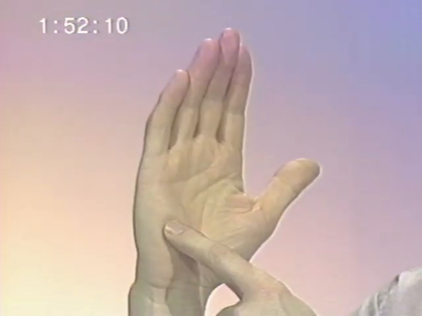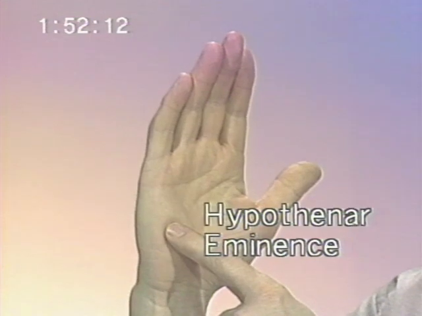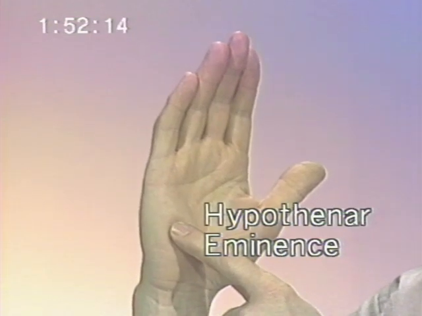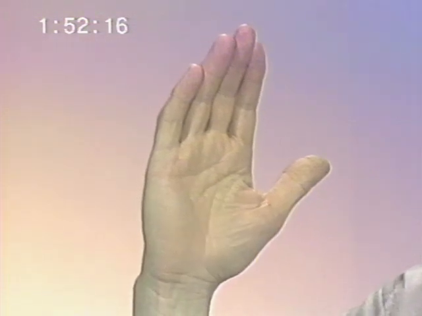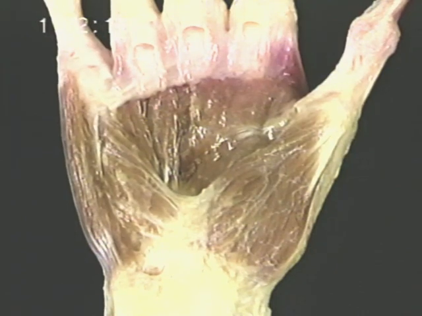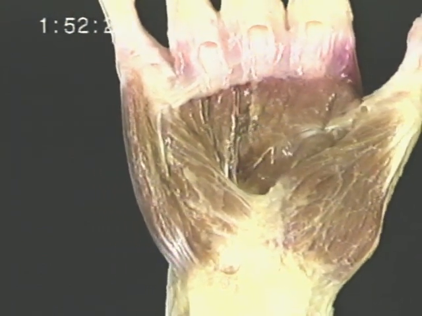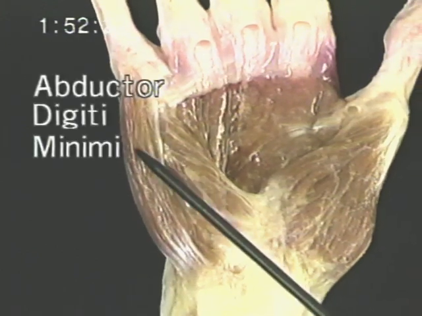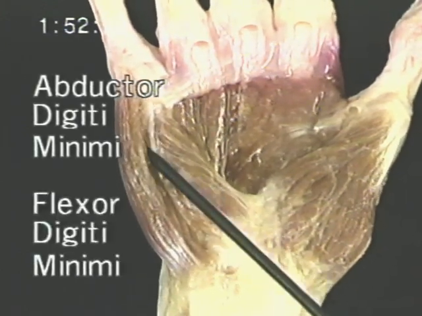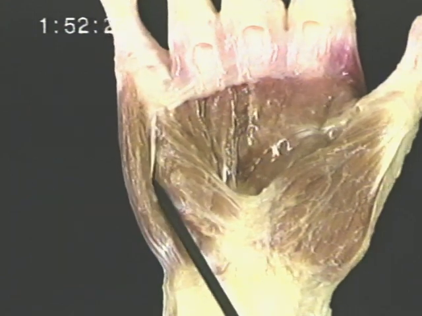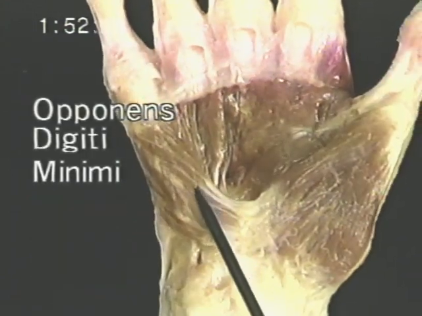Lastly, let's look at the 3 short muscles of the little finger. They make up this smaller bulge, the hypothenar eminence, and collectively they're called the hypothenar muscles. They're arranged in much the same way as the thenar muscles, and their names are similar. On the outside are abductor digiti minimi and flexor digiti minimi. Deep to them lies opponens digiti minimi.